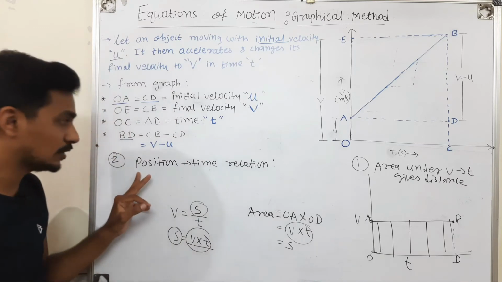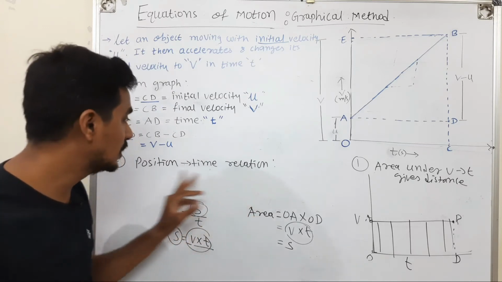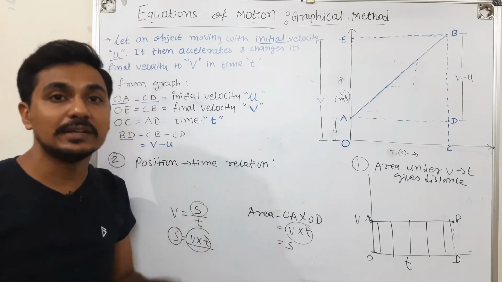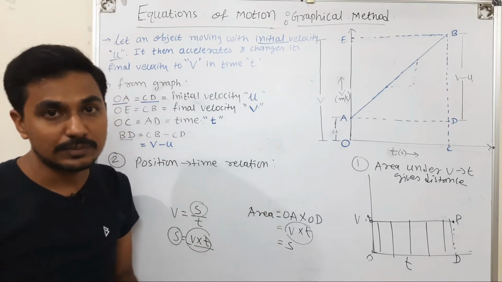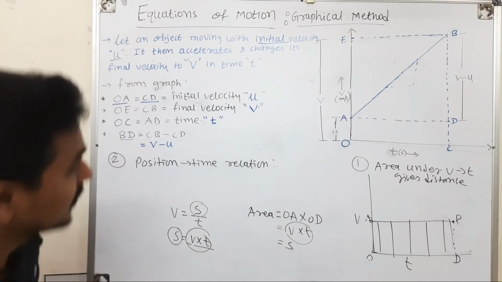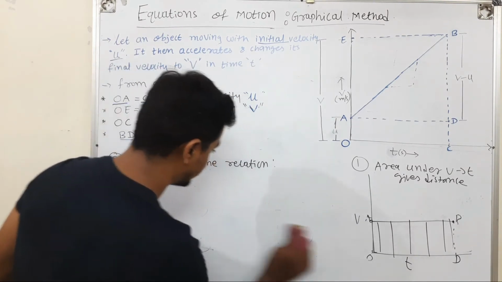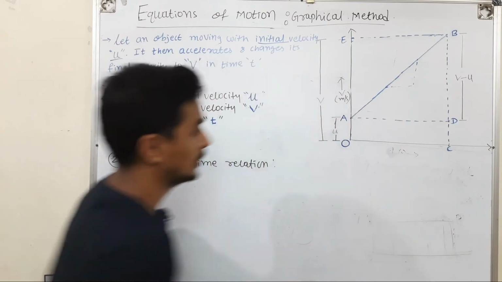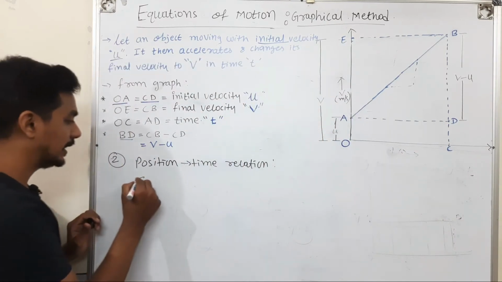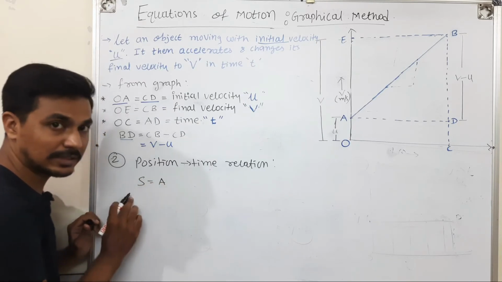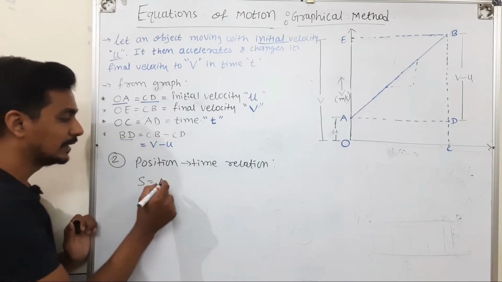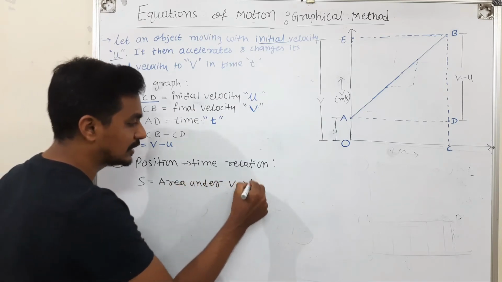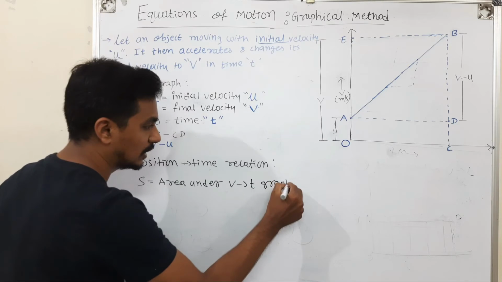So the second equation of motion is a position time relation or distance time equation. In this equation we need the distance covered by the object. So in this graph we can write S, that is the distance covered, S is equal to the area under the velocity time graph.